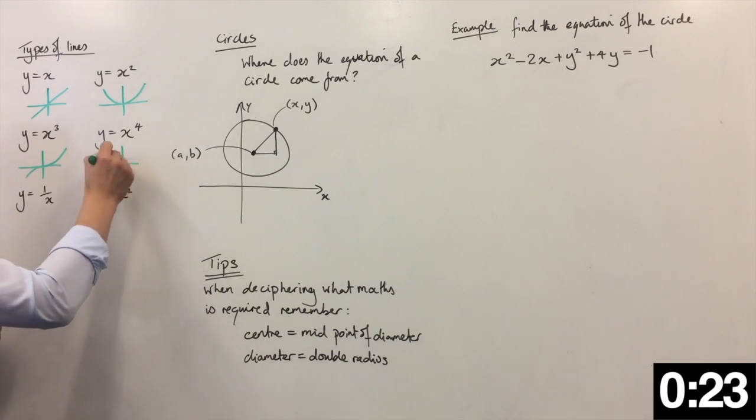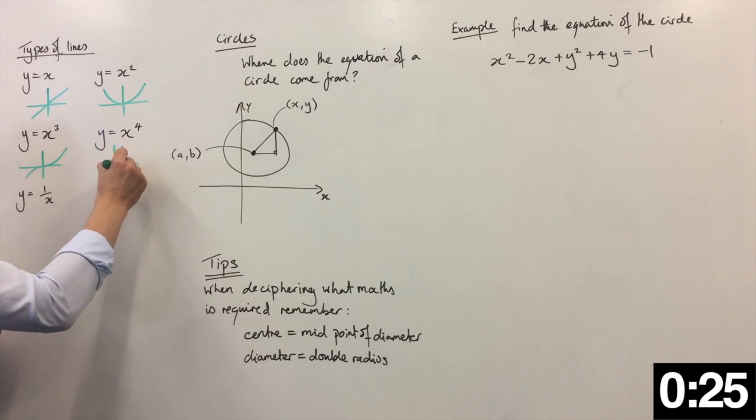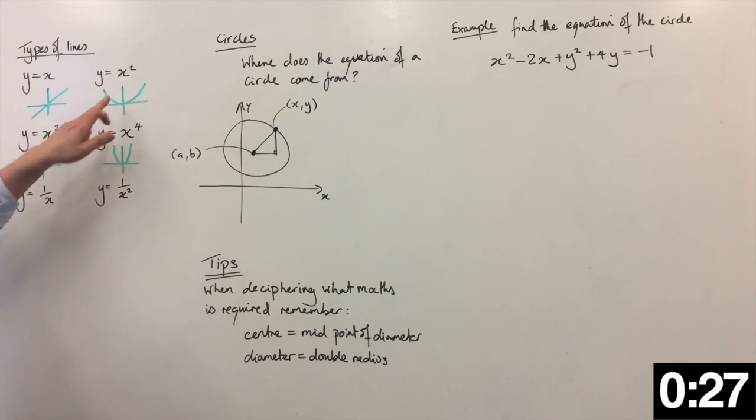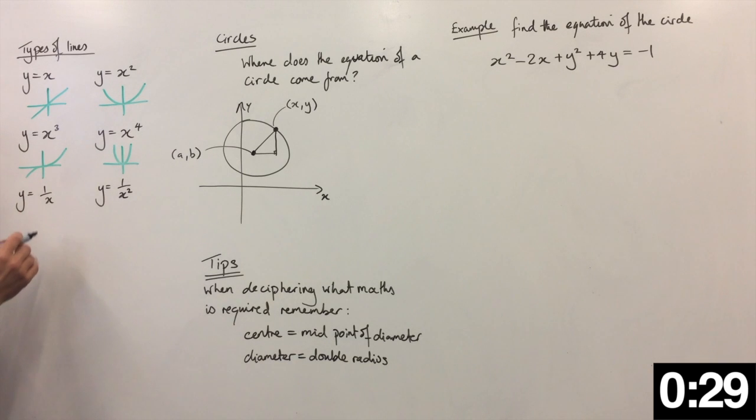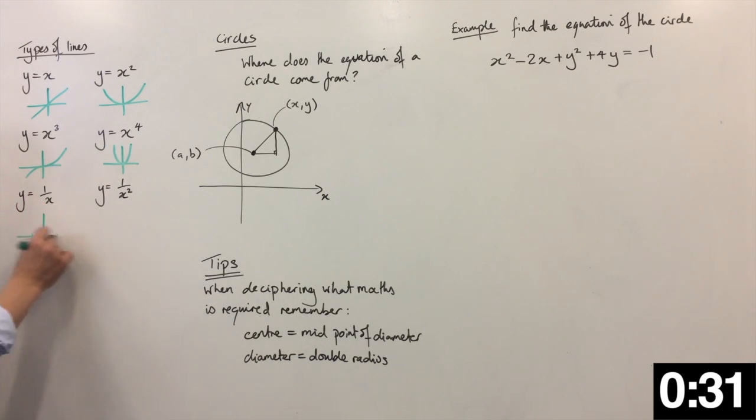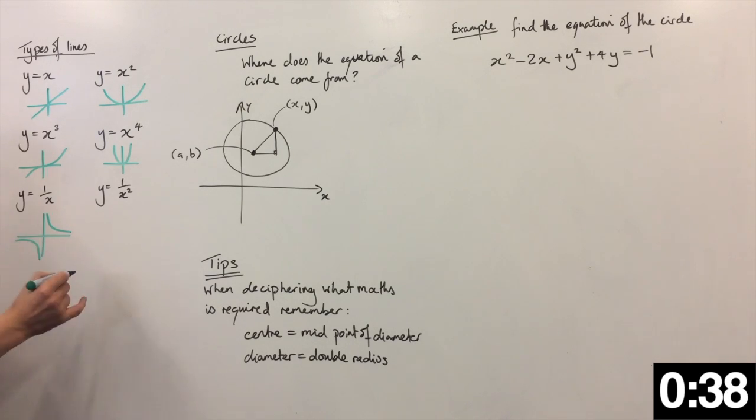X to the 4, so if you notice anything, I'm going to try and make it look a bit different to this one, but just the same, but a bit tighter. Okay, 1 over x, we need to remember that. Now this is one that is asymptotic to here. Okay, so that means it gets ever closer without touching.